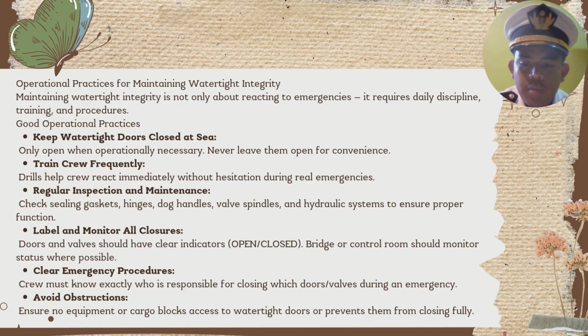The next one is label and monitor all closure. Door and valve should have clear indicator which is open or closed. Bridge or control room should monitor status where possible. The next one is clear emergency procedure. Crew must know exactly who is responsible for closing which door or valve during an emergency.